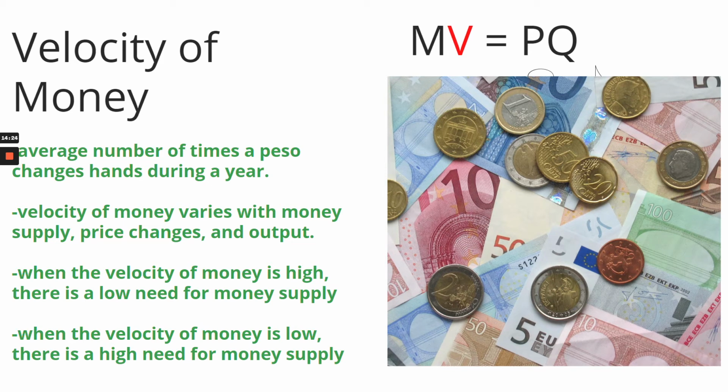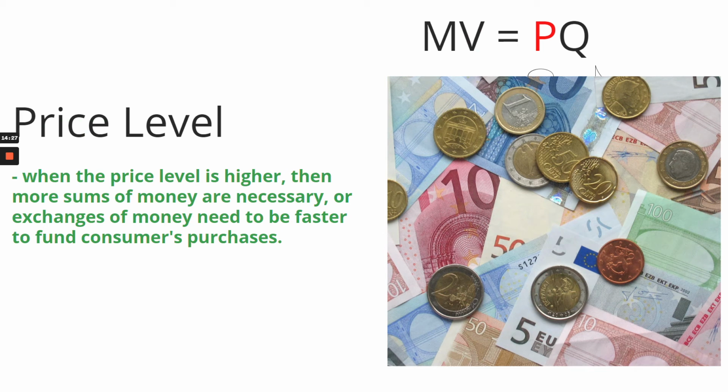what is P? Okay? So, P is the price level. When the price level is higher, then more sums of money are necessary. So if the price level is high, you need a lot of money, which means your velocity is low, or you need to raise the velocity so that the price level goes down. Okay? Because if you need a lot of money, the velocity is low, right? Because the rolling of your money is slow. So you need a lot of money, a lot of capital. Because if you run a store, your capital is small and your sales roll slowly, you will end up bankrupt.